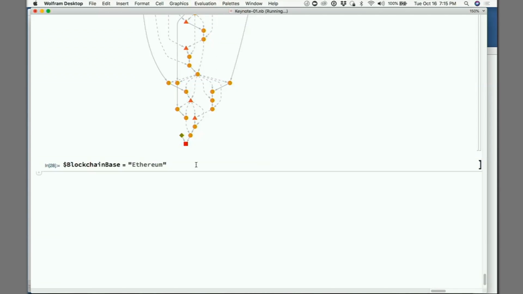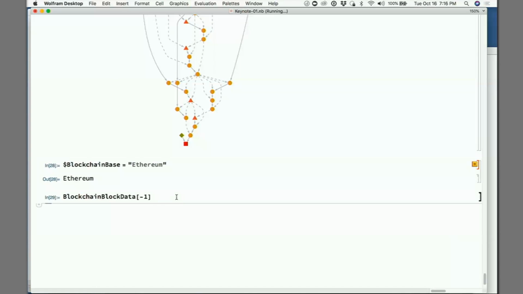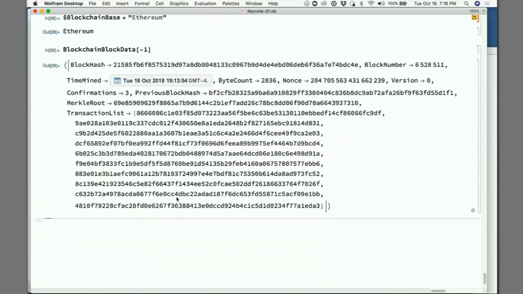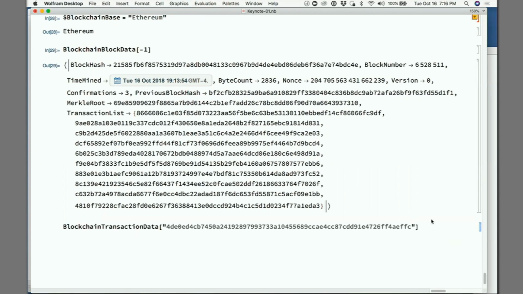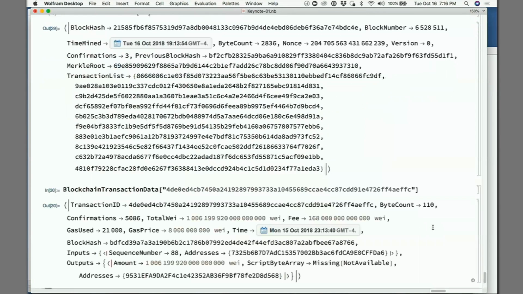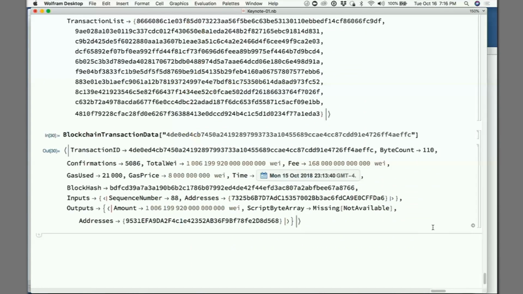So let's use Ethereum as the blockchain of choice here. Let's go ask, what is the most recent block that was mined on the Ethereum blockchain? So there it is. Not very big, actually. We could go ahead and look at the blockchain transaction data for a particular transaction. Now we're looking at the Ethereum blockchain, so that's going to hopefully retrieve that block on that transaction from the Ethereum blockchain.